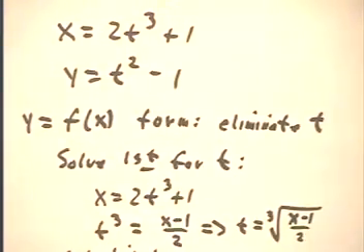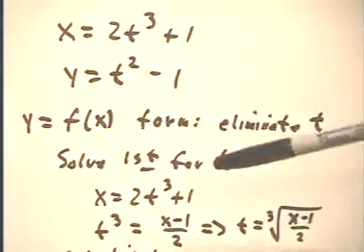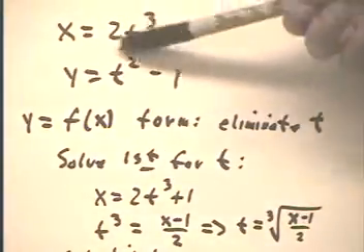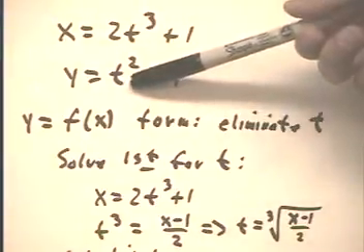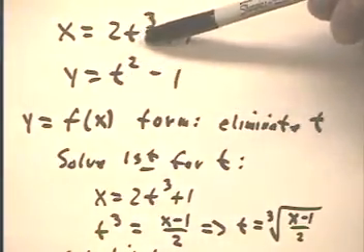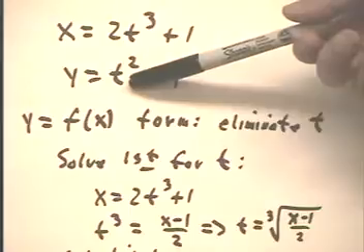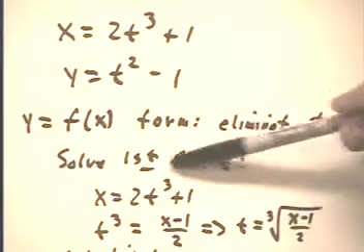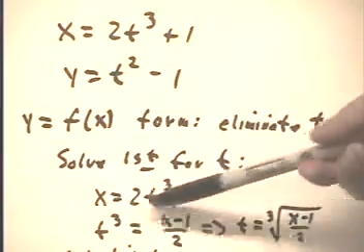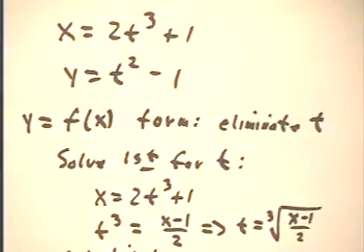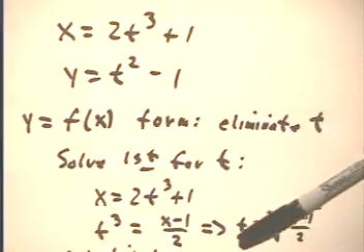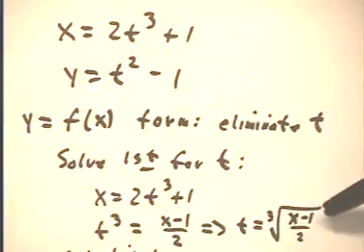Okay, our strategy to get y as a function of x is to solve this equation for t and plug that t in here. t will be a function of x, so that when we plug it in for t, we're going to get y as a function of x. So, if we solve for t, x equals 2t cubed plus 1. I'm not going to go through the details of that solution, but we pretty quickly get t equals the cube root of x minus 1 over 2.